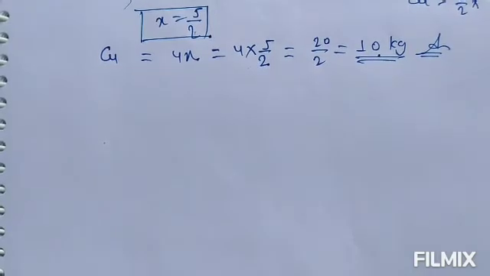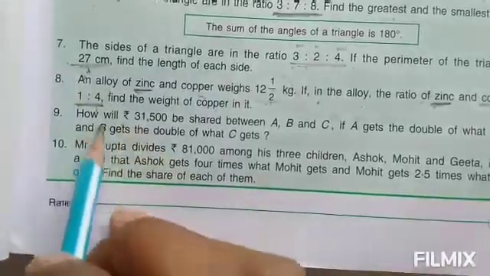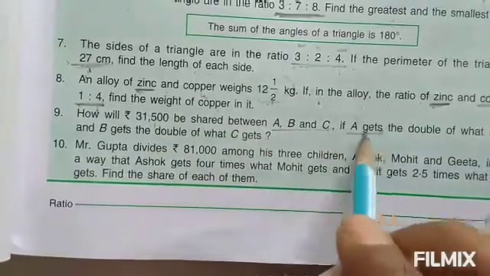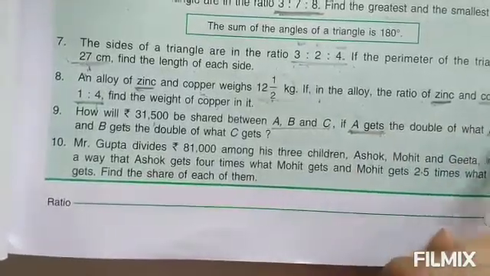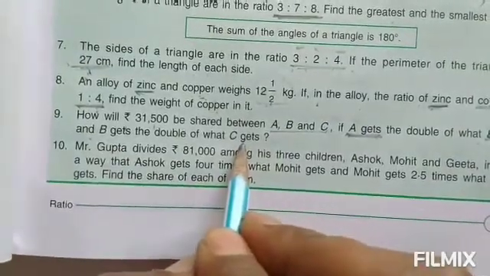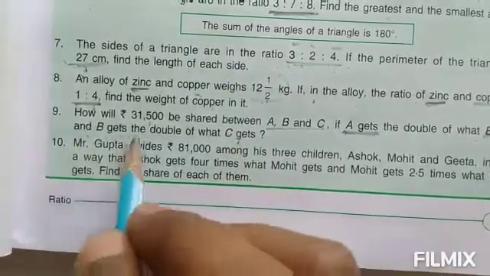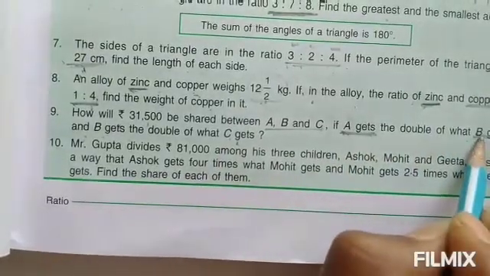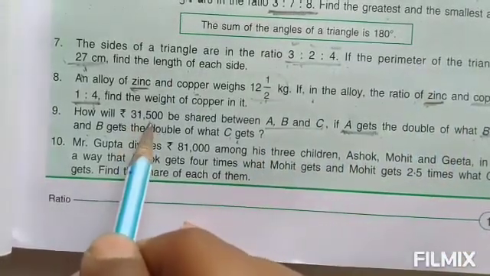Question number 9. Our ninth question is, how will 31,500 be distributed between A, B, C if A gets double of what B gets and B gets double of what C gets. So what is the part of C? Let the part of C be x. Then B will be double of C, means 2x. Then A will be double of B, means 4x, and the total value is 31,500.